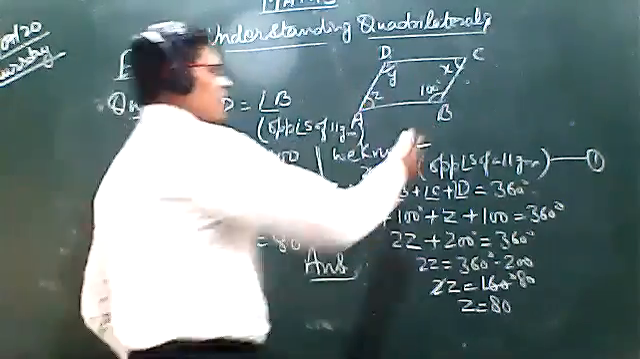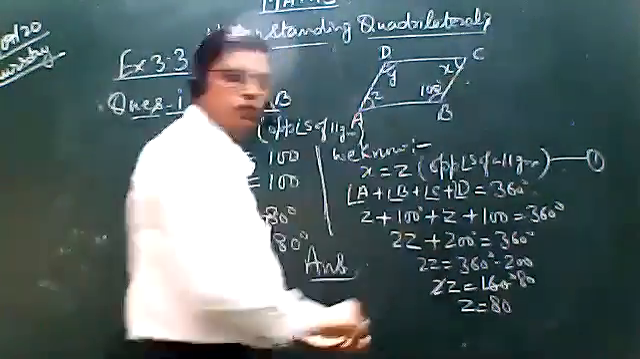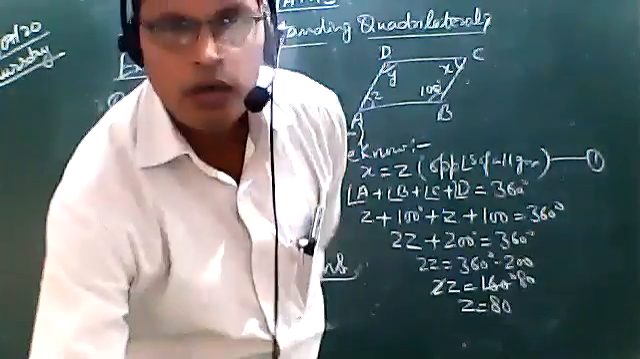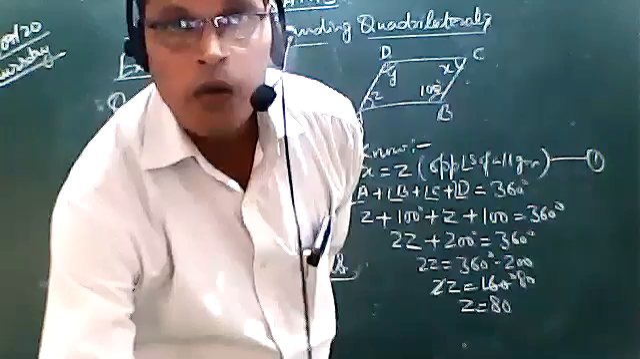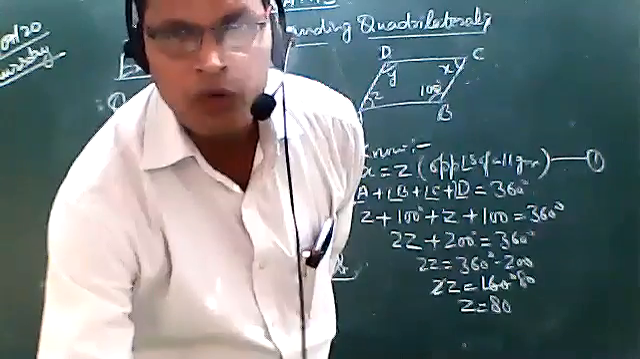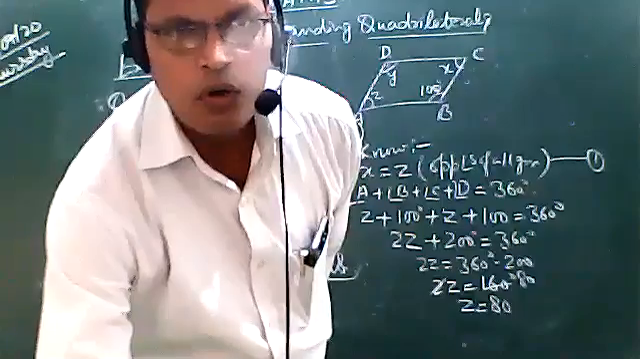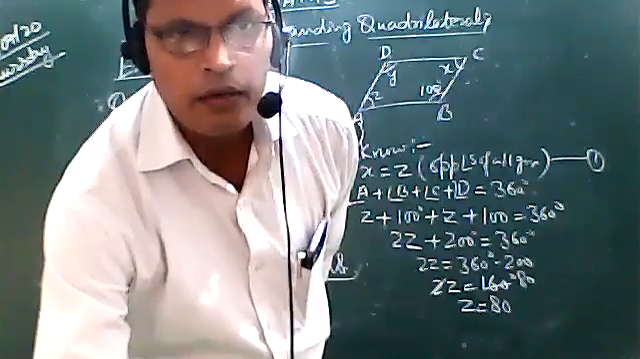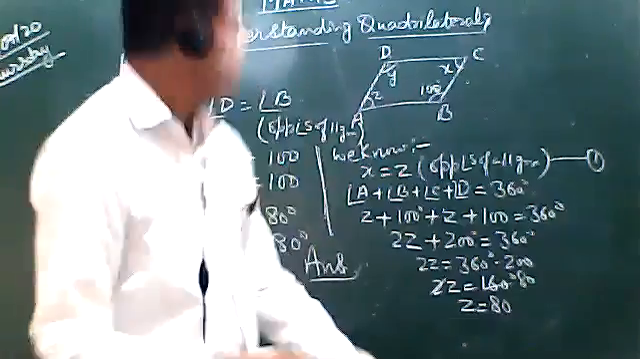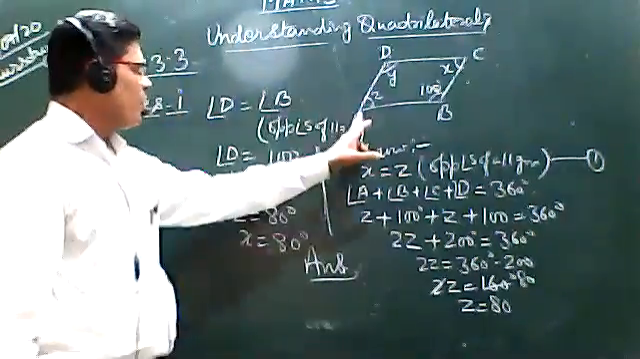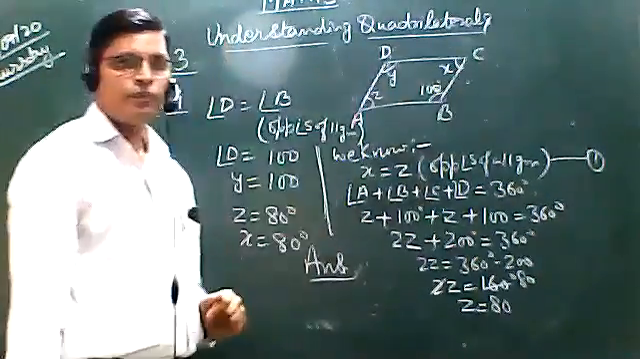Angle B is given. I mute all of you. Please, sir. I mute all of you because all of you are disturbing. Now, okay. Now ABCD is a parallelogram.